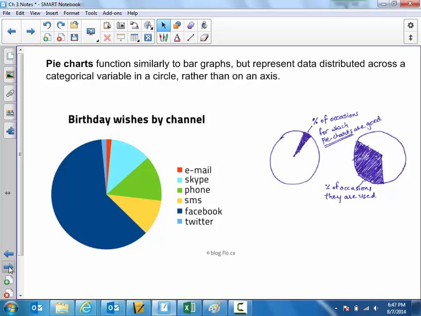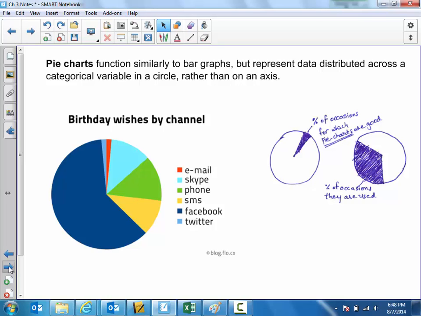Really similar to a bar chart is a pie chart. It functions almost the exact same way. Instead of the counts, pie charts are really awesome at displaying the frequencies, the percentages, right? So check out this first pie chart. You've got birthday wishes by channel, and then you've got a color coding set up for the different slices of the pie. You've got 6 slices.